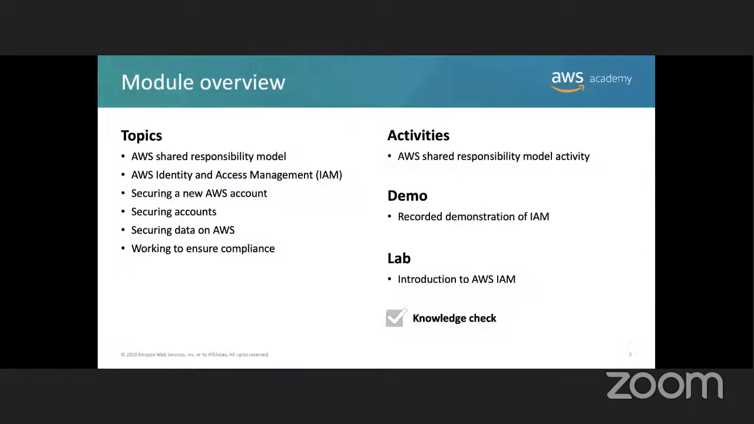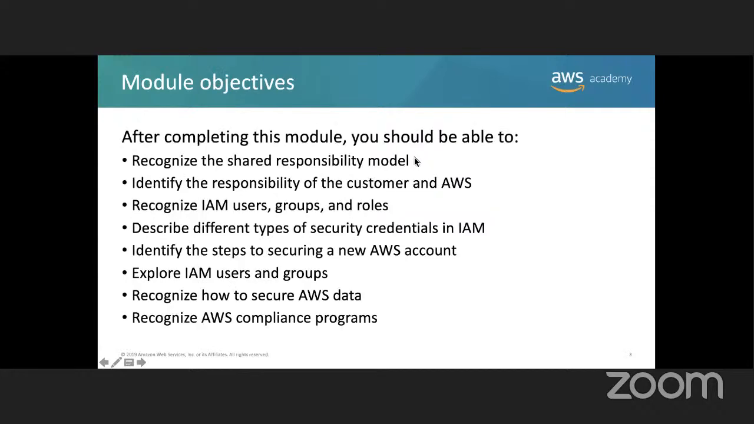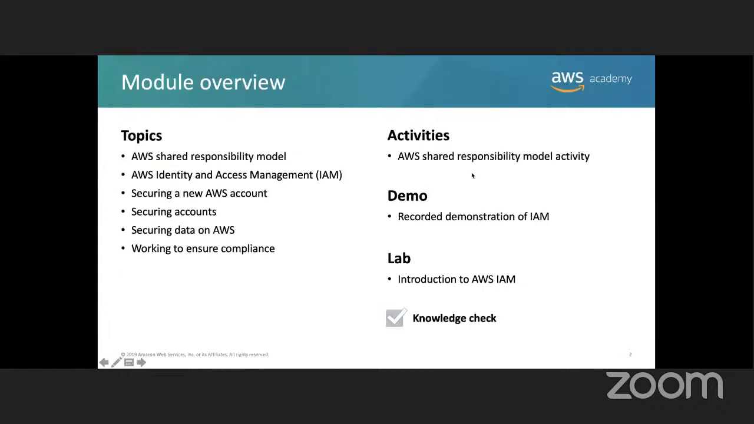So, the topics of this module are the AWS Shared Responsibility Model, very important for the exam, super important; AWS Identity and Access Management, IAM; securing a new AWS account; securing accounts; securing data on AWS; and working to ensure compliance. Okay, activities that we have here are the AWS Shared Responsibility Model activity and a recorded demonstration of IAM. And the lab is going to be the first lab you guys are going to have. Module 4 is AWS IAM.